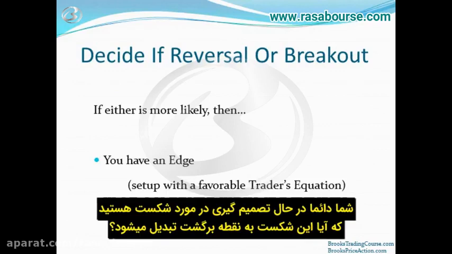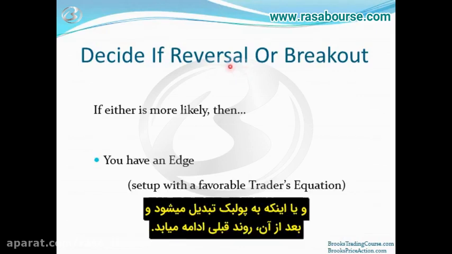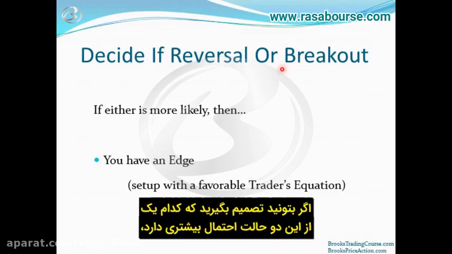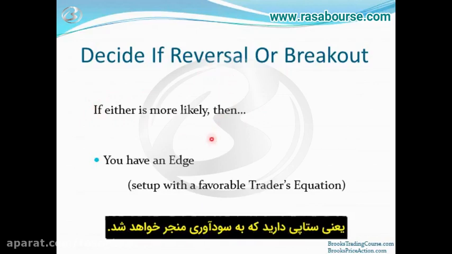You're constantly deciding whether a breakout will fail and create a reversal, or if it will simply become a pullback and result in follow through in the direction of the trend. And if you can decide that either is more likely, a reversal or continuation, then you have an edge. You have a setup with a favorable trader's equation.